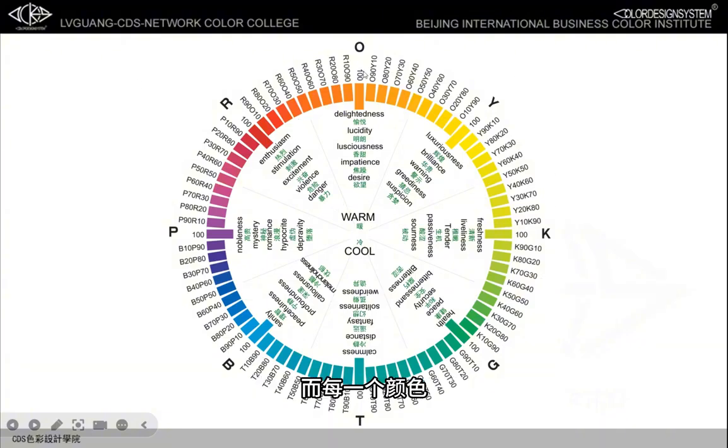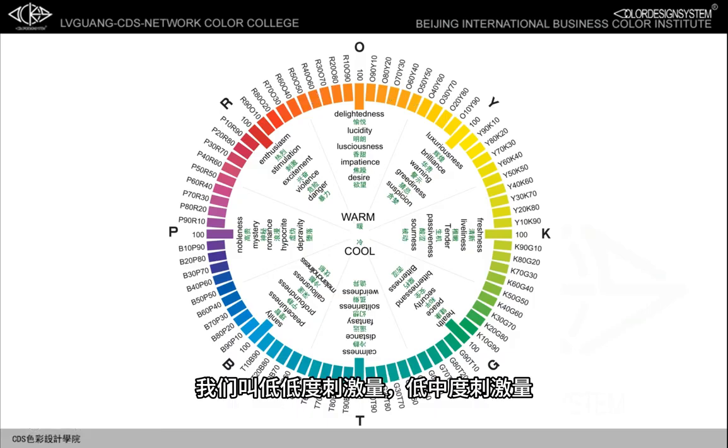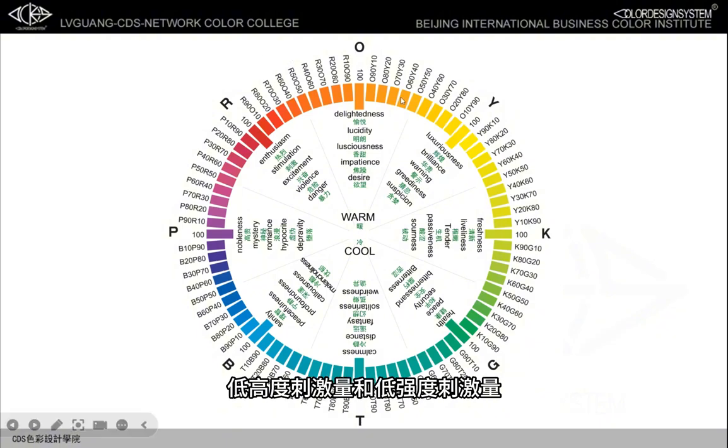And every color's cultural representation covers only a 45-degree range, and there are different levels within 45 degrees. There are 4 different areas of stimulation, which we call low stimulus, low-medium stimulus, medium-high and high-intensity stimulus. It's called a 45-degree stimulus, and so on. We have 8 of these hue psychoanalyses.